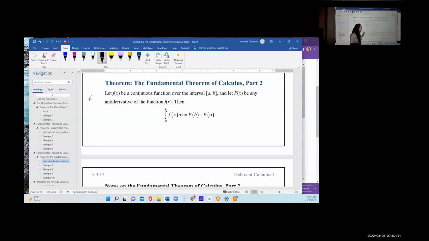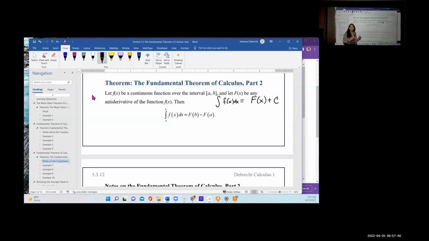Now it says any antiderivative. Now remember, when we get an antiderivative function from an indefinite integral, we only get it up to a constant plus c, right? So when we get this F of x, uppercase F of x, we usually get something in the form of F of x plus c. And this is the indefinite integral of f of x dx.